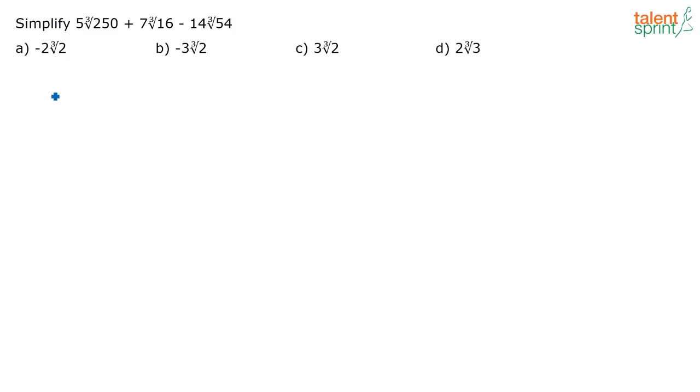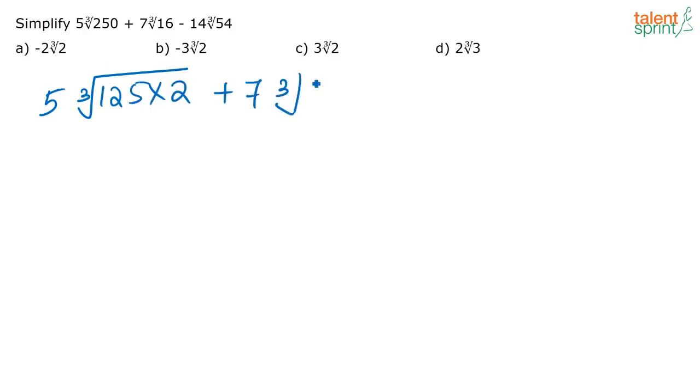So how do you do this? See, I can write this like this, no? Cube root of 250, I am writing it as 125 into 2, plus 7 into cube root of, again 16, you can write it as 8 into 2. Basically I am trying to remove this cube root somehow, as much as possible. Then you can write this as 14 into cube root of, again 54 is 27 into 2.